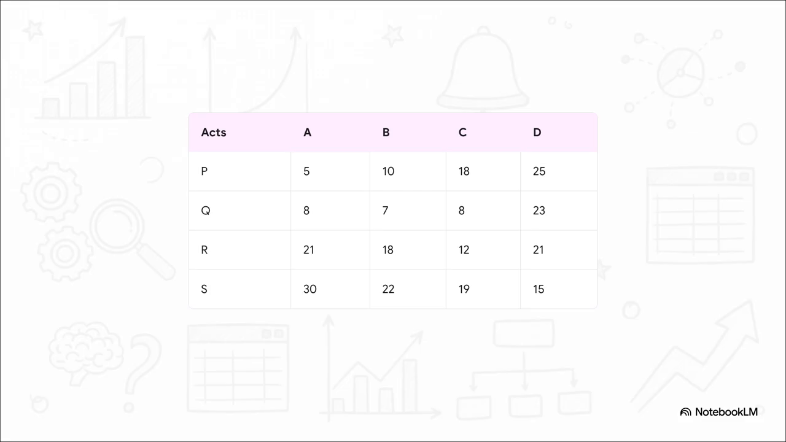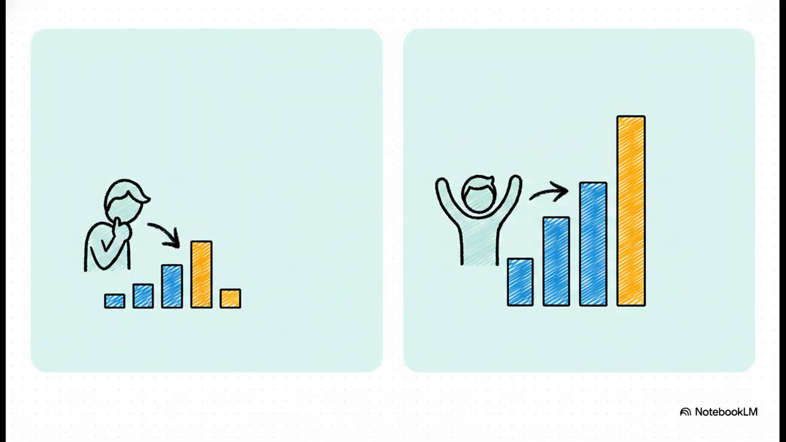It looks complicated, but it's pretty simple. Each row is a different strategy you could pick. Each column is a different version of the future that might happen. And the numbers inside, that's how much profit you'd make in each scenario. So, which row do you choose? And here's the really fascinating part. The right answer? It totally depends on whether you're an optimist or a pessimist.